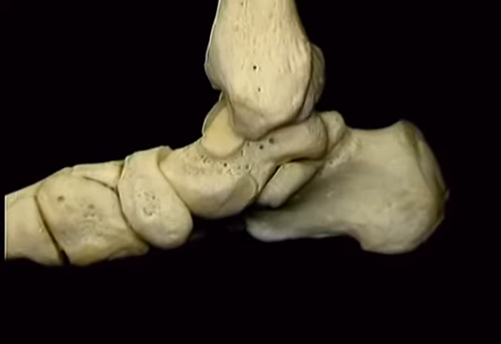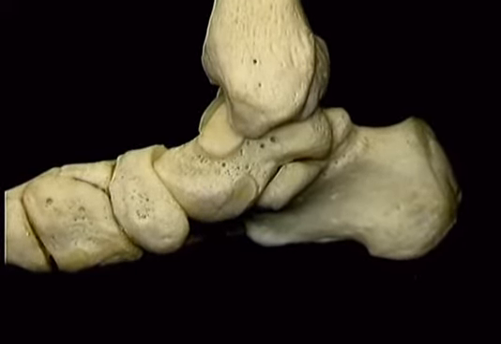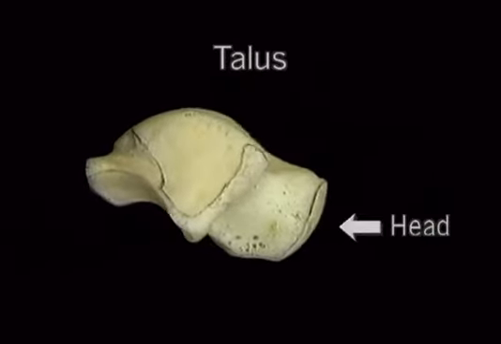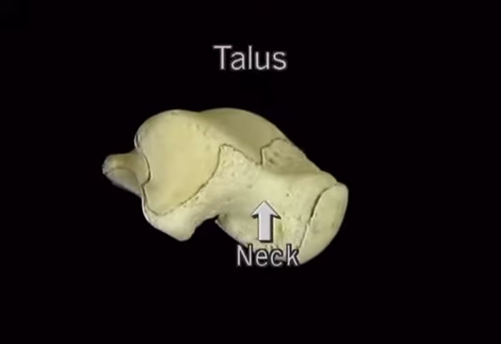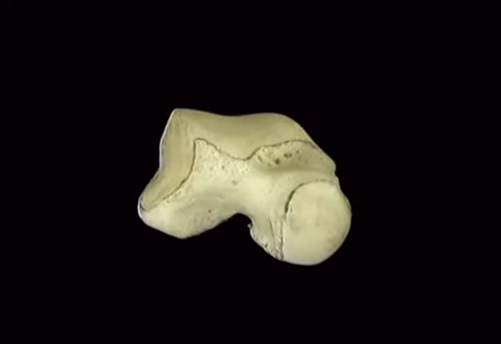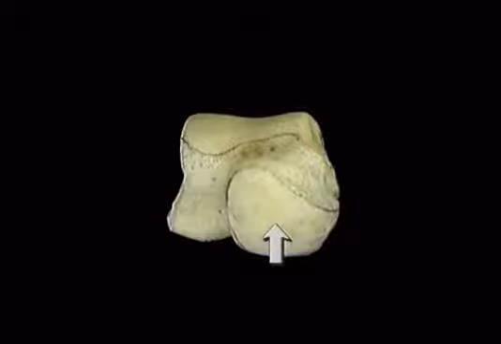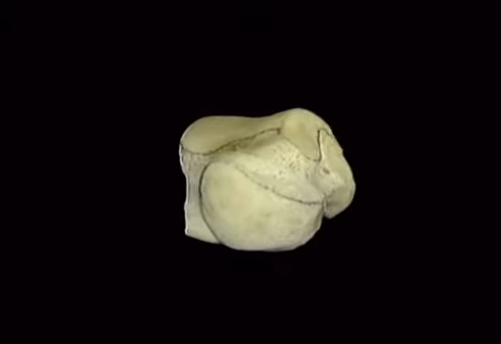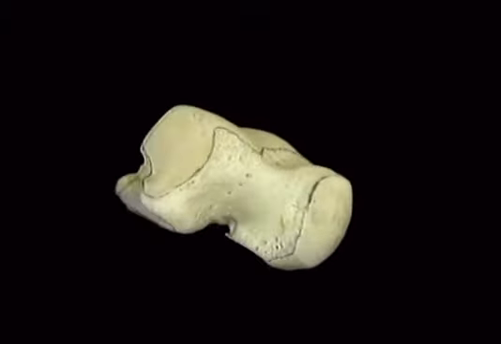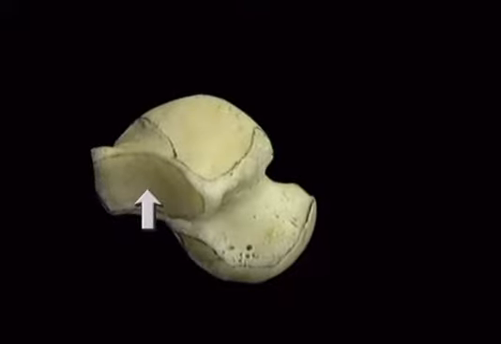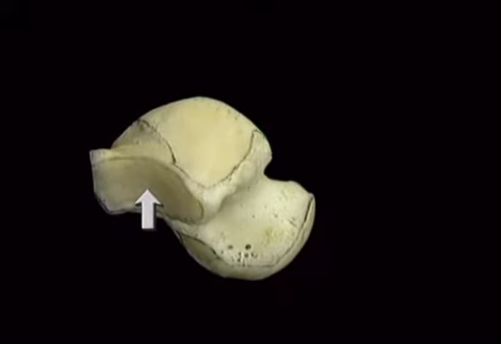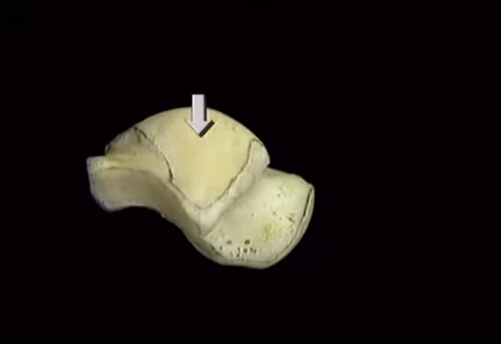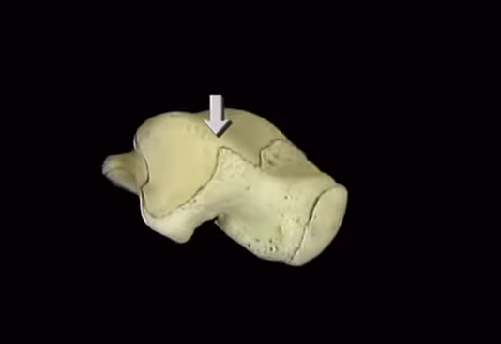Now we'll go round to the lateral view to see the talus by itself. This is the head of the talus. This is the neck. The talus has three articular surfaces, one on the head and one on the underside for the two joints of inversion and eversion, and one on top for the ankle joint.